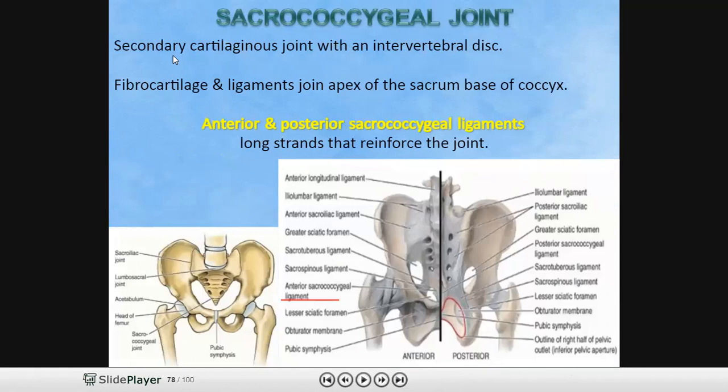Then there is sacrococcygeal joint. So secondary cartilaginous joint with the intervertebral disc. Okay. So fibrocartilage and ligaments join apex of the sacrum, base of the coccyx, this point. So anterior and posterior sacrococcygeal ligaments are present, which are long strands that reinforce the joint.